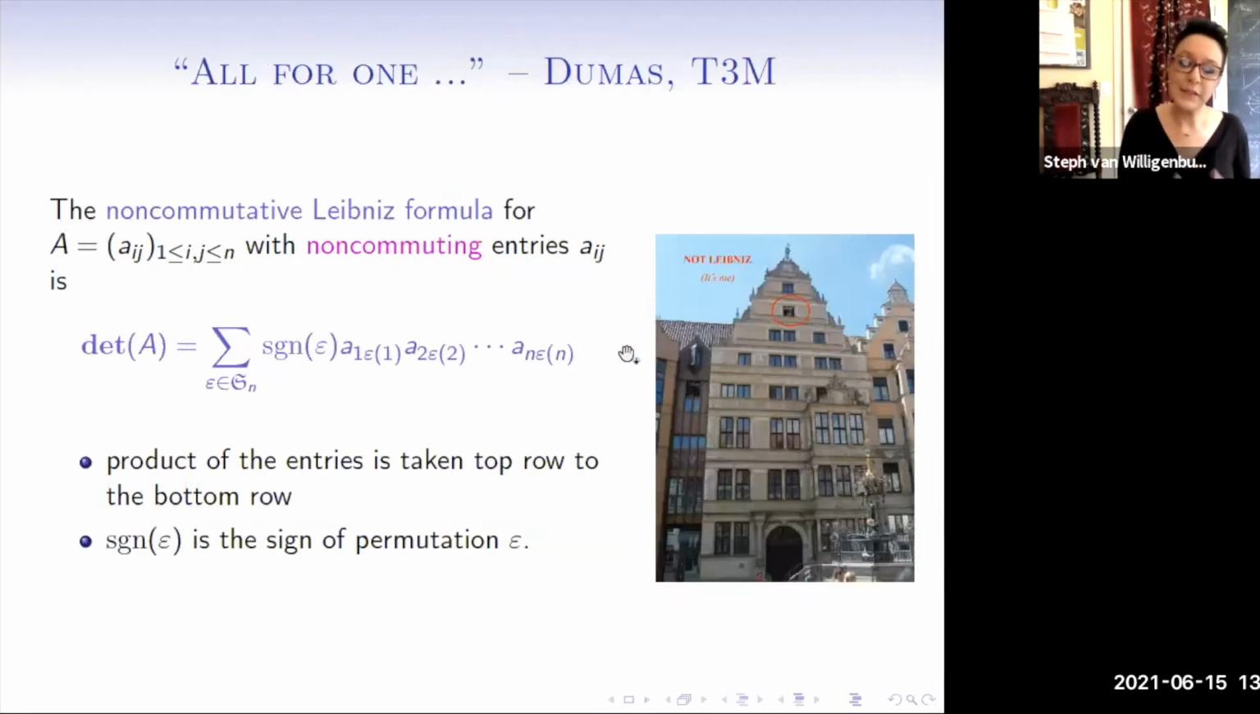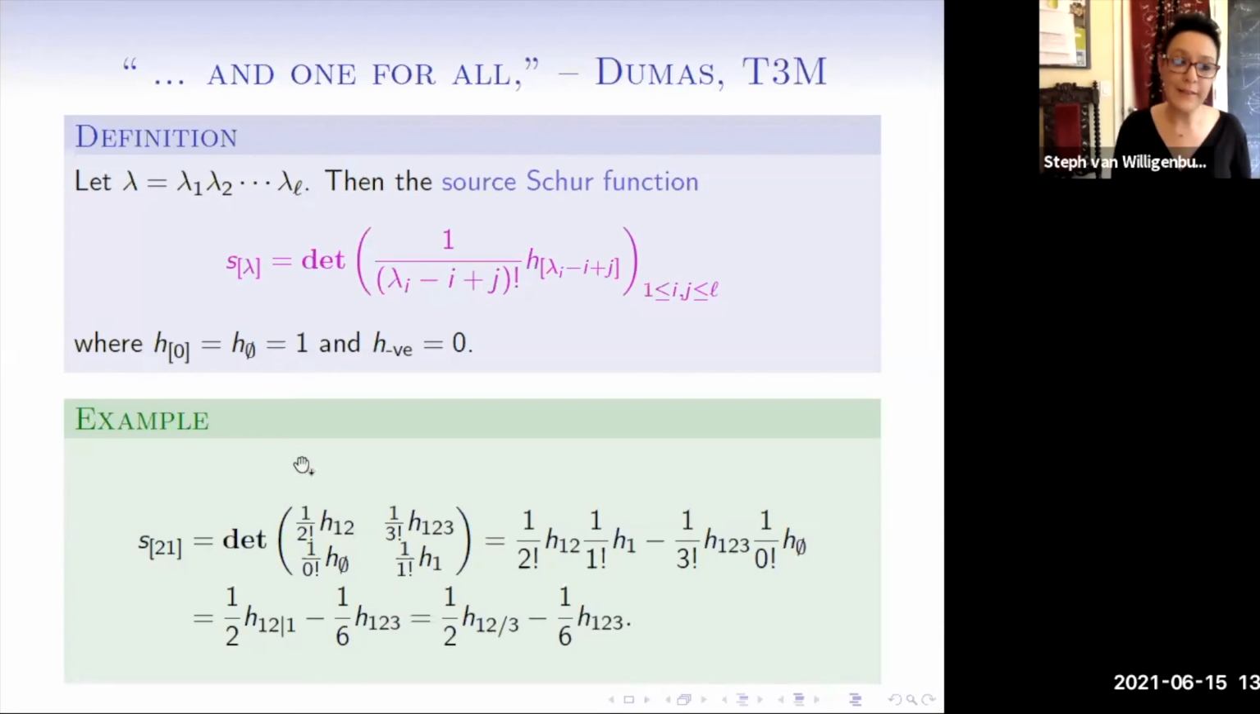And so for this, we're going to need a non-commutative version of Leibniz's determinantal formula. And here's Leibniz's house right here. It's going to be exactly like the Leibniz determinantal formula you know and love. So you're going to have a sign of a permutation. That's perfectly normal. But now what you need to do is take your product of entries in a certain order. It's got to be taken from the top row to the bottom. And that's really important.